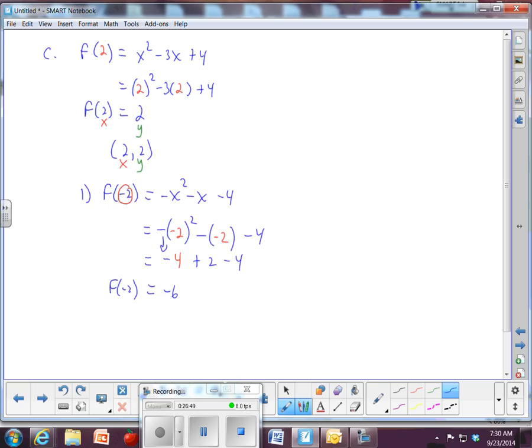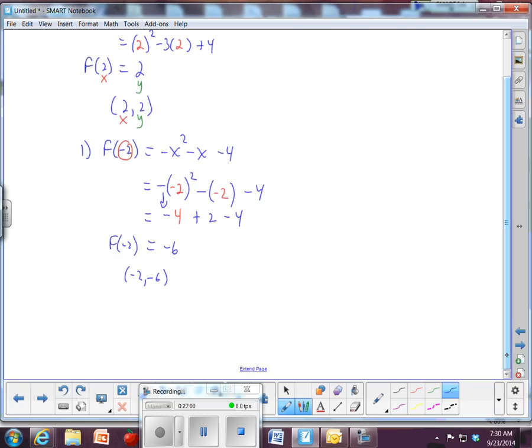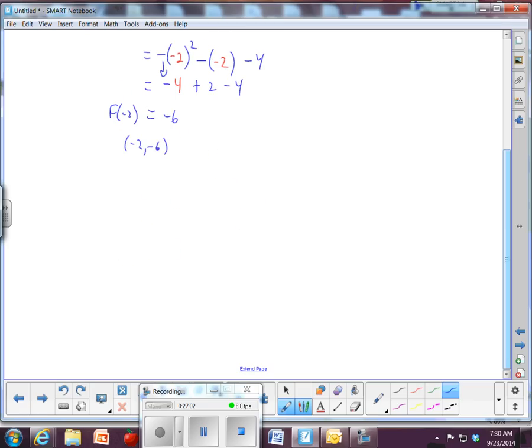And what's our pair here? Our pair is negative 2, negative 6, right? The x is a negative 2. If you input a negative 2, you output a negative 6. All right, one more here.